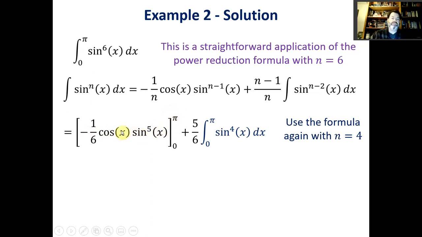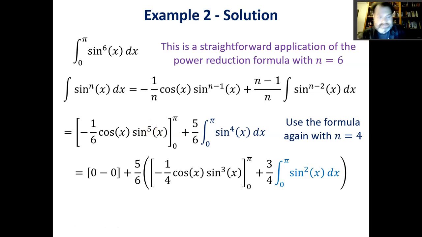When you plug in pi, this term becomes 0. So it doesn't matter what everything else is. When you plug in 0, this term becomes 0. So it doesn't matter what everything else is. So this whole thing turns into 0. And now we did the formula again here. Right? So now we're doing it with n equals 4. So it's negative 1/4 cosine x sine cubed x plus 3/4, right? 4 minus 1 over 4. Integral 0 to pi sine squared x dx.